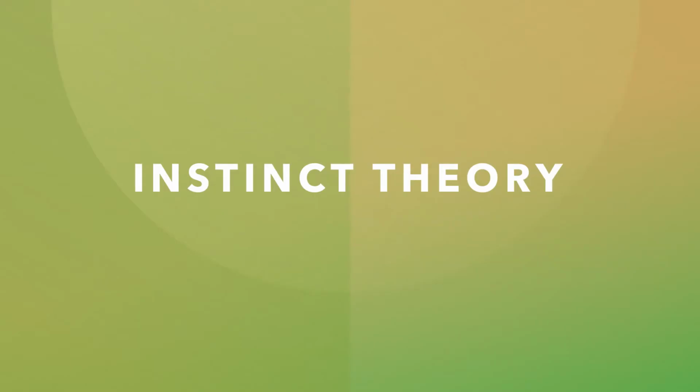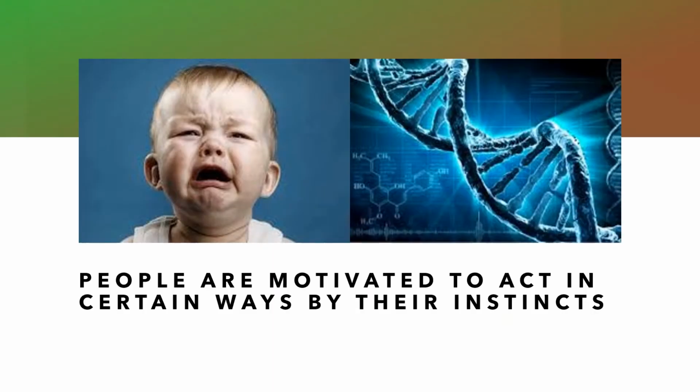So first we are going to talk about instinct theory. Instinct theory suggests that people are motivated to act in certain ways by their instinct. Instinct means patterns of behavior. For example, a baby crying and the desire to pass on our genes. We don't teach a child to cry, right? The child cries instinctively. And the other thing is the desire to pass on our genes. It happens unconsciously, so it comes under instinct theory.